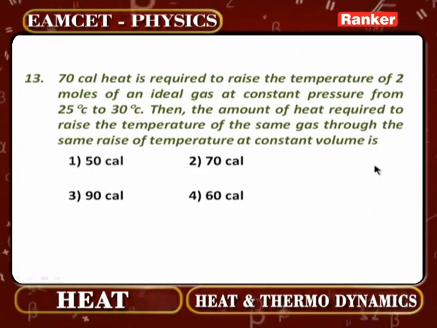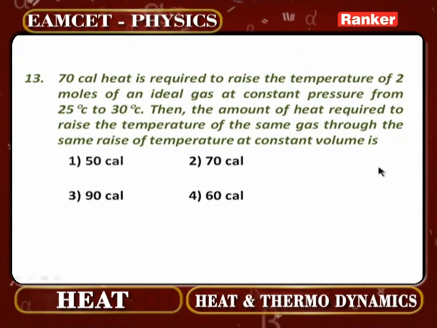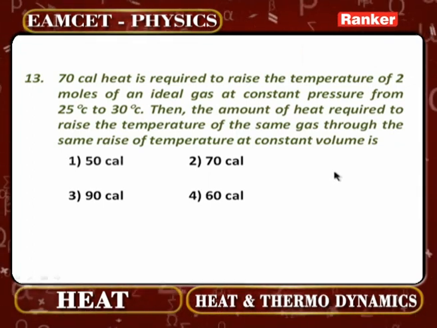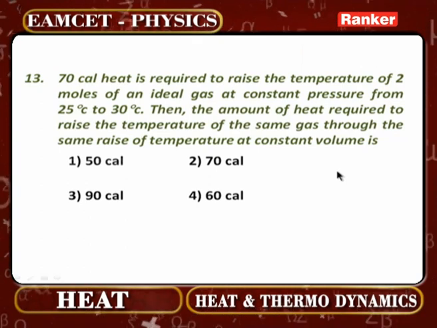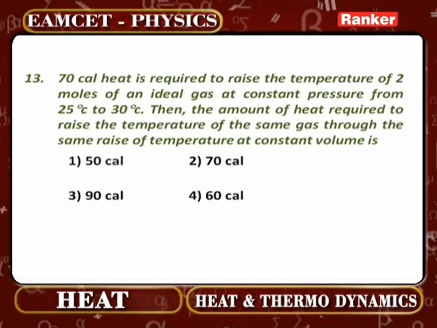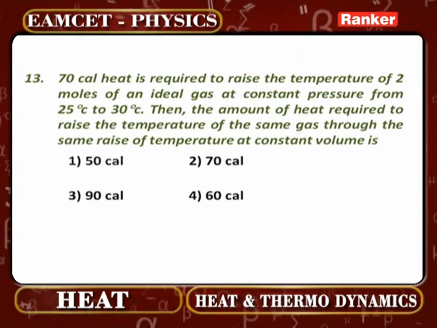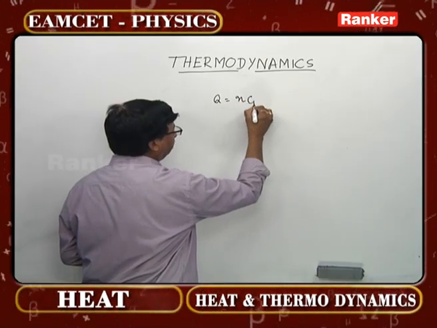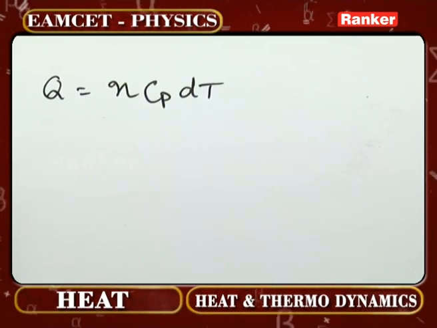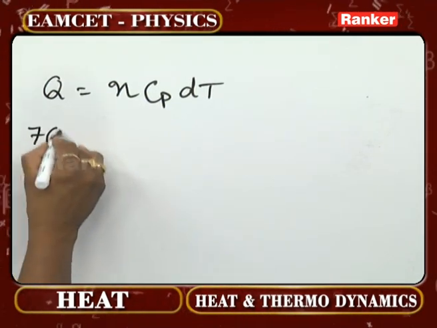Look at the next problem, problem number 13. 70 calories of heat is required to raise the temperature of 2 moles of an ideal gas at constant pressure from 25 degrees centigrade to 30 degrees centigrade. First and foremost, see the wording carefully. At constant pressure he is talking. That means Q can be written as nCp dT. That is the formula, because he is talking about constant pressure. What is Q given? 70.